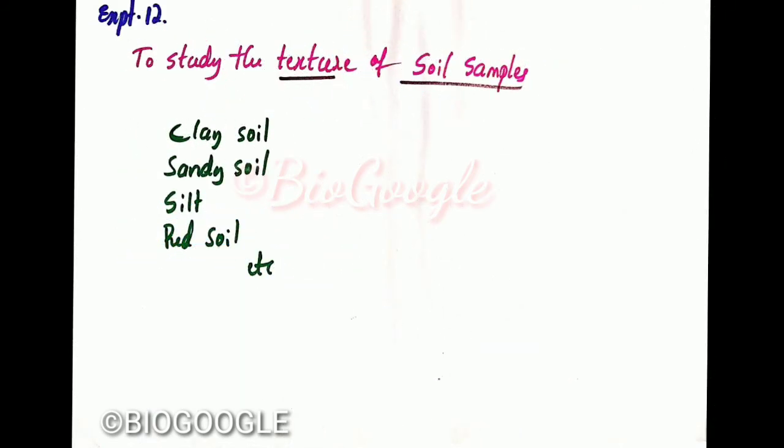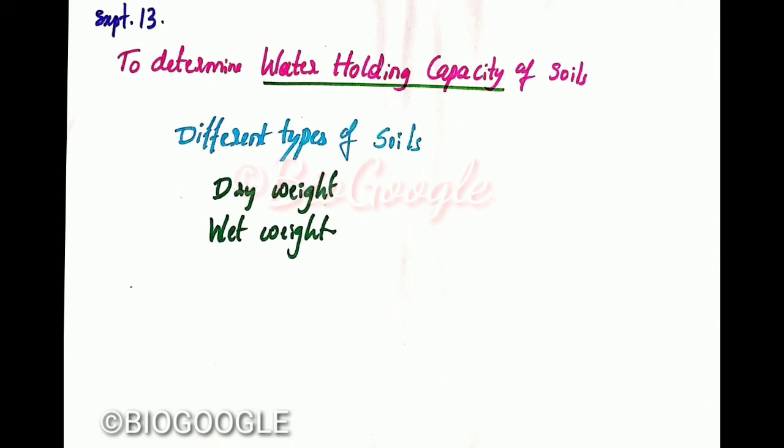Experiment number 12, to study the texture of soil samples. This is not a compulsory experiment, so we just collect different types of soils and study the textures like clay soil, sandy soil, silt, red soil, black soil, etc. Okay, no problem. Experiment number 13, to determine water holding capacity of soils. Again this is not a compulsory experiment. Here we collect different types of soil and find the dry weight and add some water. After some time we take the wet weight, so we get the difference, that is the water holding capacity. It's not a compulsory experiment, don't worry about this.